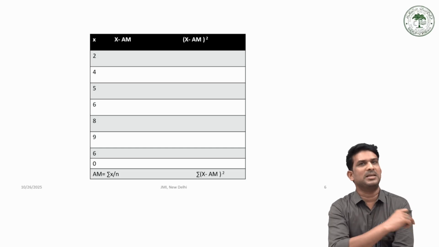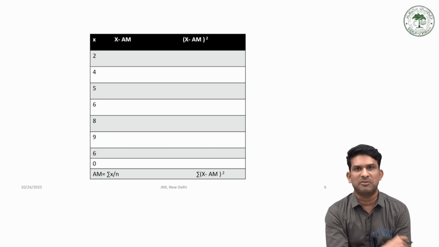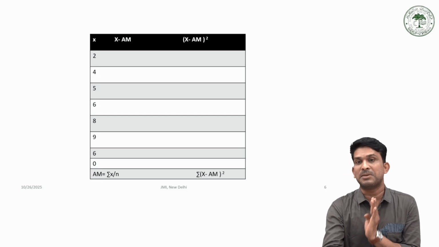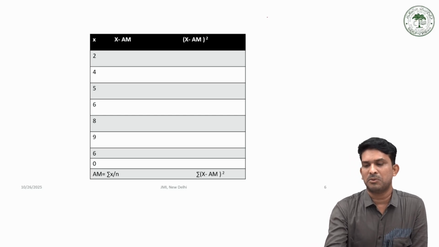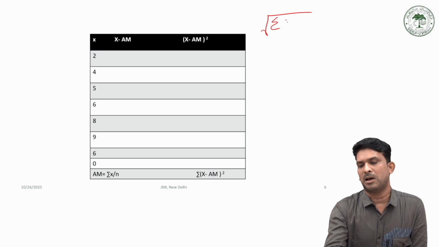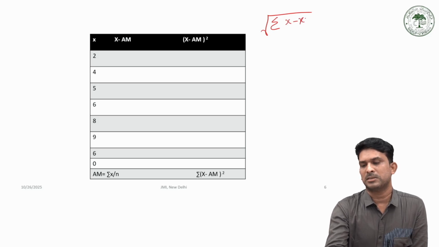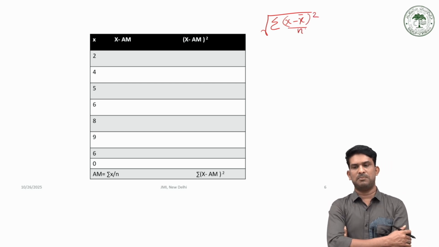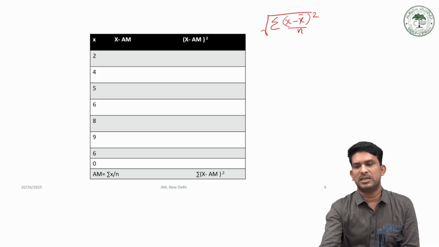Now, I have made it as a table for clarity for further calculations. What is the equation? Again, let me repeat the equation. Square root of sigma x minus x bar the whole square by n. So what we have to do? Just see. Okay. Let's see this.